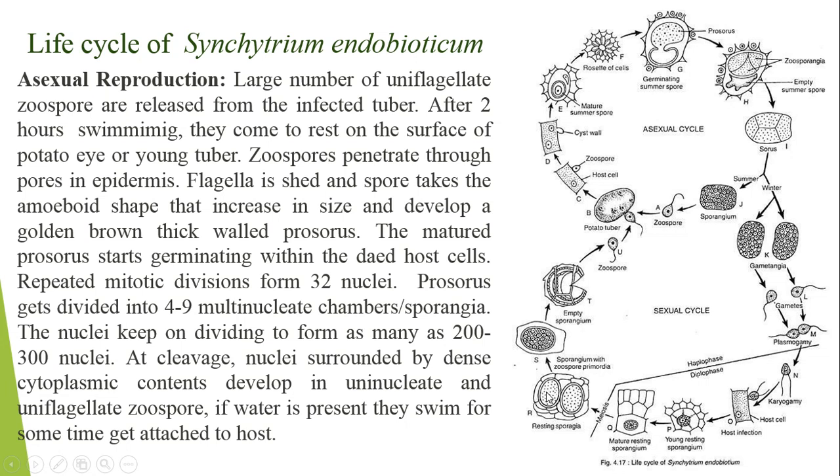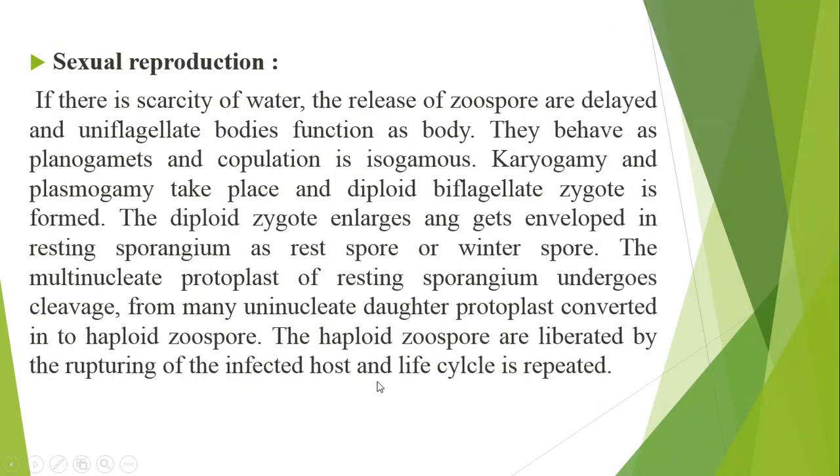here is that. And these resting sporangia will be formed, sporangium with zoospore primordia, and this will be then emptied when it dehisces and produces the zoospores that will again infect the potato tuber in the same manner. And in this way its sexual reproduction is also completed.